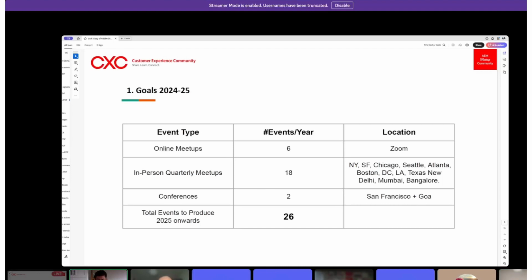9 regions to grow. The intention is to do 18 in-person events in these 9 regions, and this year, very actively working to produce a small conference in San Francisco for developers and engineers in the community. This is something that we have tried before, and I would say failed.